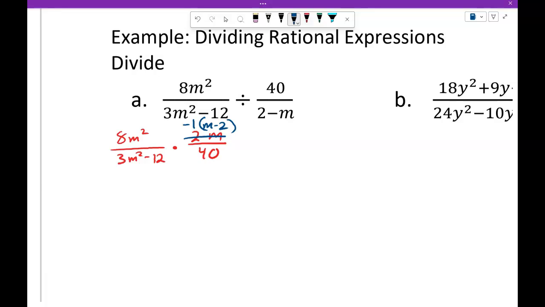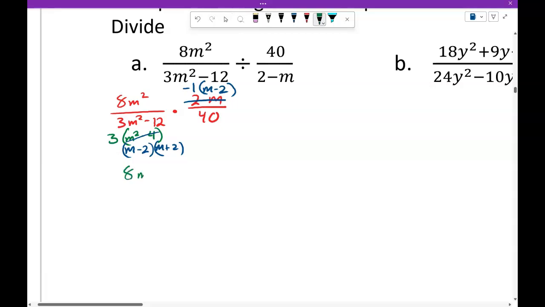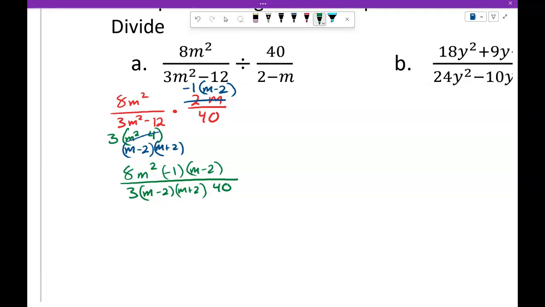Then we'd go ahead and look at our denominator. We have a GCF in this binomial, leaving us with m squared minus 4. And because we have a difference of squares, we can actually factor this even further: m minus 2 and m plus 2. And so the product of all of our numerators, we have 8m squared times negative 1 times m minus 2. And then the product of all our denominators, 3, m minus 2, m plus 2, and 40.